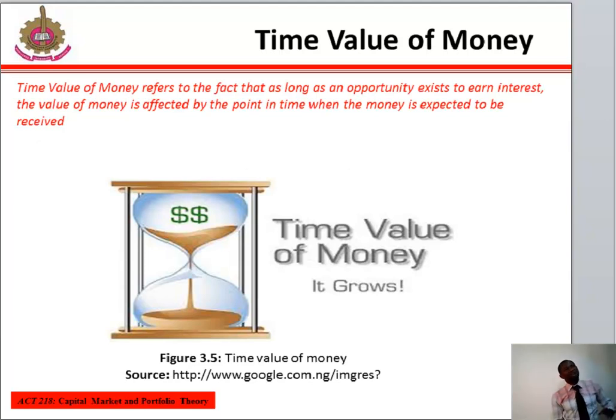The time value of money. The idea that money available at the present time is worth more than the same amount in the future due to its potential earning capacity. This core principle of finance holds that provided money can earn interest, any amount of money is worth more the sooner it is received. Also, time value of money is referred to as present discounted value. Time value of money refers to the fact that as long as an opportunity exists to earn interest, the value of money is affected by the point in time when the money is expected to be received. Because opportunities to earn interest on funds are readily available, the sooner you receive a return on a given investment, the better. The time value of money impacts business finance, consumer finance, and government finance.